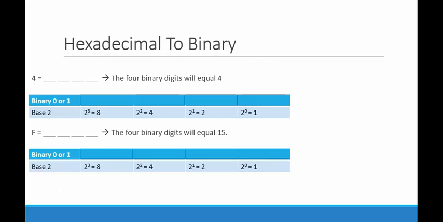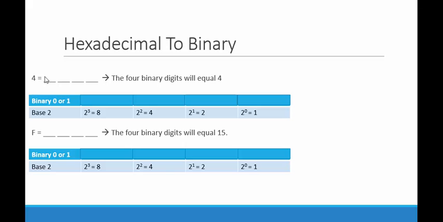So we have it separated here. I got my little binary table set up. 2 to the power of 0, which is 1. 2 to the power of 1, which is 2, 2 to the power of 2, which is 4, 2 to the power of 3, which is 8. I have both tables set up here. And I only go up to 2 to the power of 3 because I only have a maximum of 4 bits.